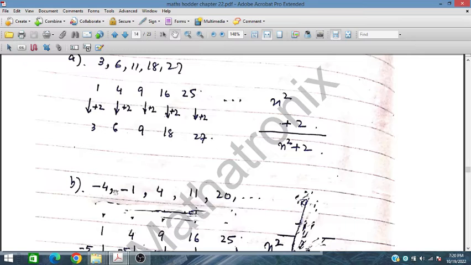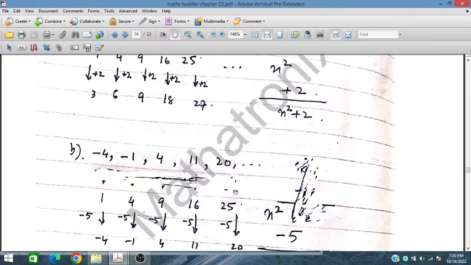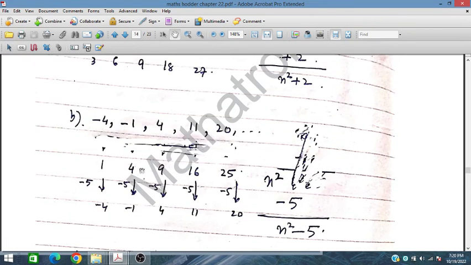Similarly for this, minus 4, minus 1, 4, 11 and 20. So we can write this with 1, 4, 9, 16 and 25. We can see the difference and we can adjust these numbers. If we subtract 5 from 1 we get minus 4, subtract 5 from 4 to get minus 1, subtract 5 from 16 to get 11. So this is simple. This is n square minus 5. These terms are generated by this. So this is a difficult one.